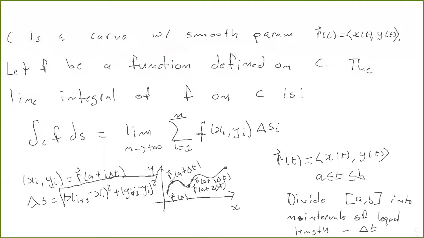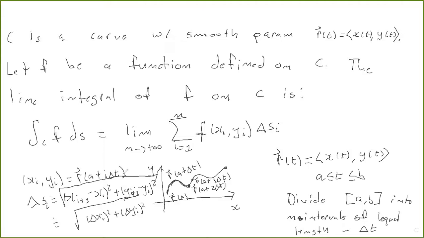So for example, if this is xi, yi, and this is xi plus 1, yi plus 1, then what we're saying is that this arc length right here is approximately equal to this formula. Okay, and another way to see this that we saw in the formula before is this is the square root of delta xi squared plus delta yi squared. Okay, and this is what delta si is.